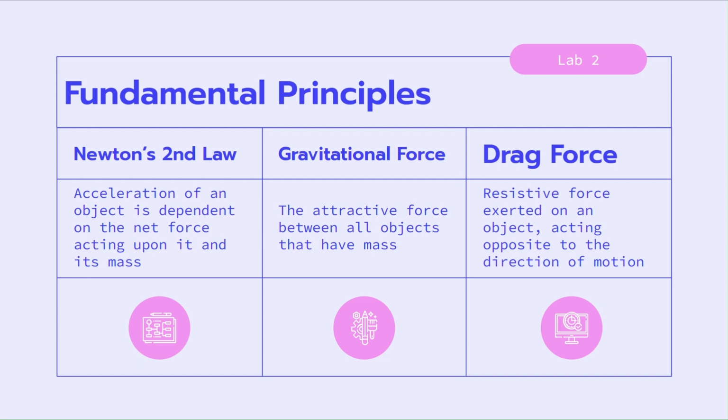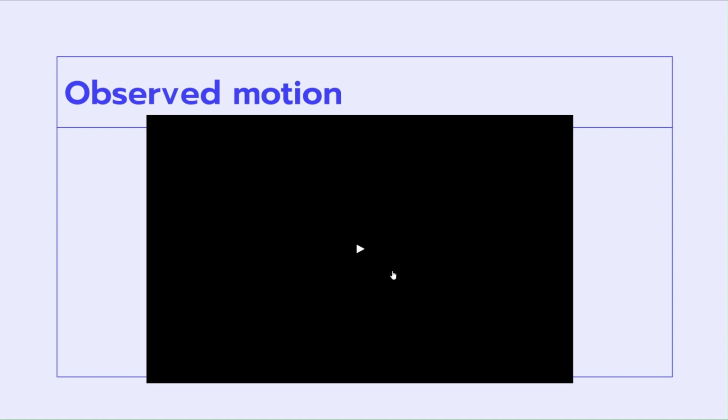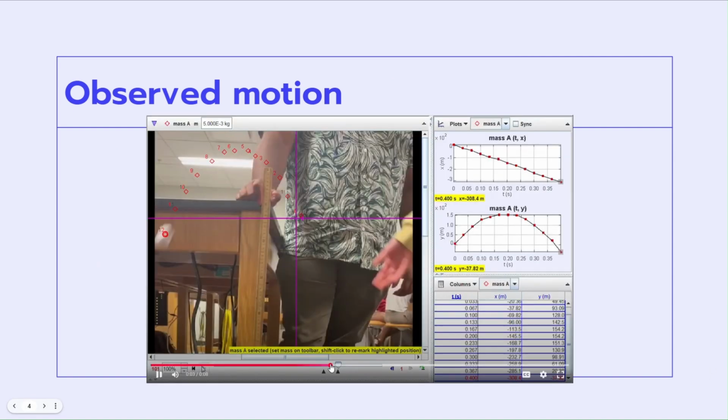The first one is Newton's second law, which states that the acceleration of an object is dependent on the net force acting upon it and its mass. The second one is the gravitational force, which is the attraction force between all objects that have mass. And then the last one is drag force, which is the resistive force exerted on an object acting opposite to the direction of motion. So this is a video from Tracker of the observed motion.